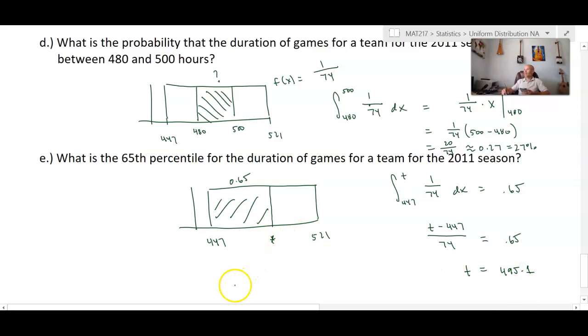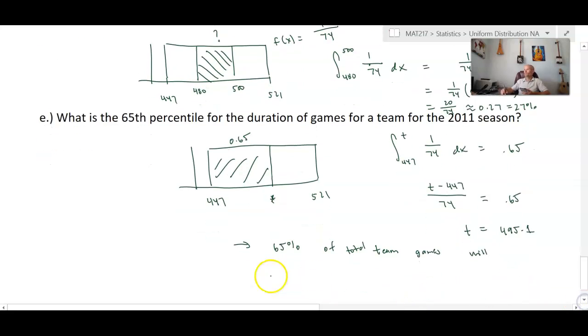So that means I can say that 65% of total team games will be less than 495.1 hours.